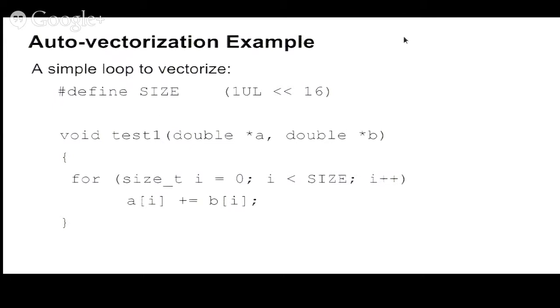So I've got a simple example here that just takes a couple of arrays of double values. It's a fixed size, which is a nice little cheat just to make things simpler, and it adds one of the arrays to the other.